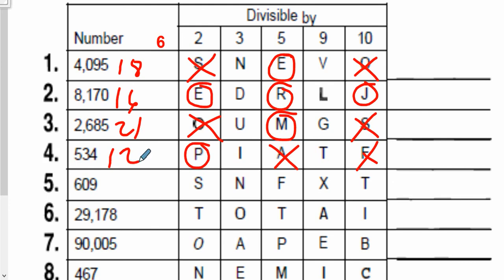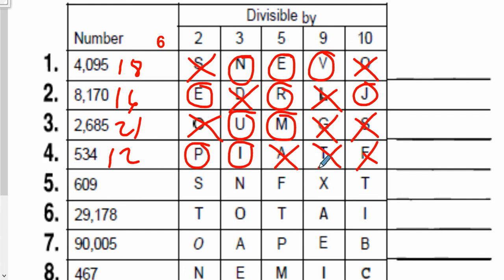Now, can 3 go into 18? Yes. Can 9 go into 18? Yes. Can 3 go into 16? No. Can 9 go into 16? No. Can 3 go into 21? Yes. Can 9 go into 21? No. Can 3 go into 12? Yes. Can 9 go into 12? No.